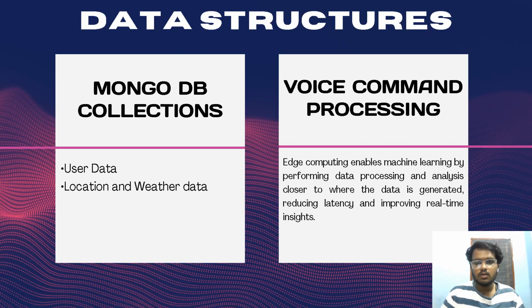The data which is being used in our project is mainly classified into two types, that is MongoDB collections and voice command processing. MongoDB we use for user data when we sign up and log in from the interface of the web application. It stores data of the user, and we can also use MongoDB for location and weather data which we collect from the APIs. And for voice command processing, we use examples of voice data which we process and also train for better results.